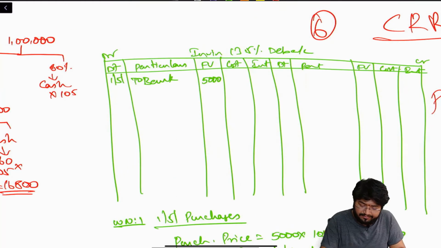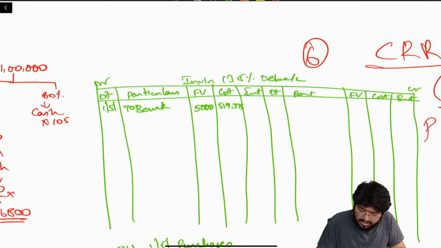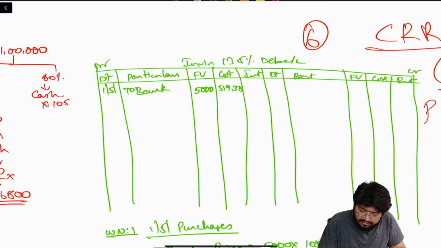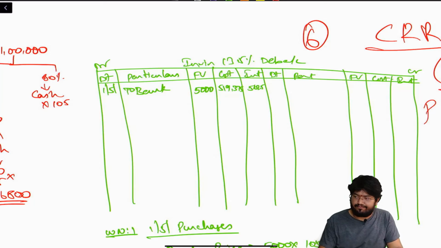Let's take it there. In the cost column, 5,19,375, and in the interest column, it is 5,625. Even if it is not visible, please be cautious. I hope it is visible actually.